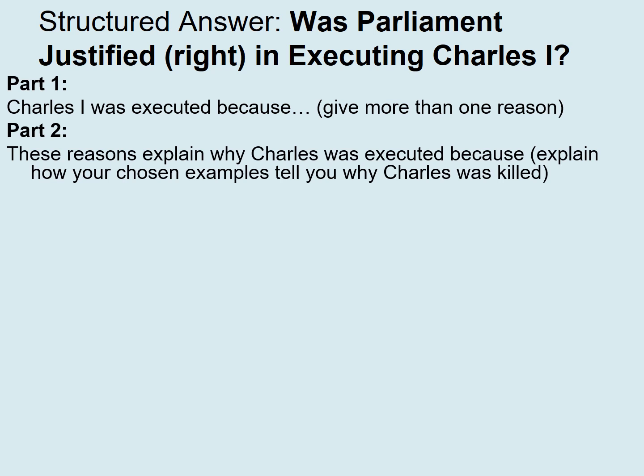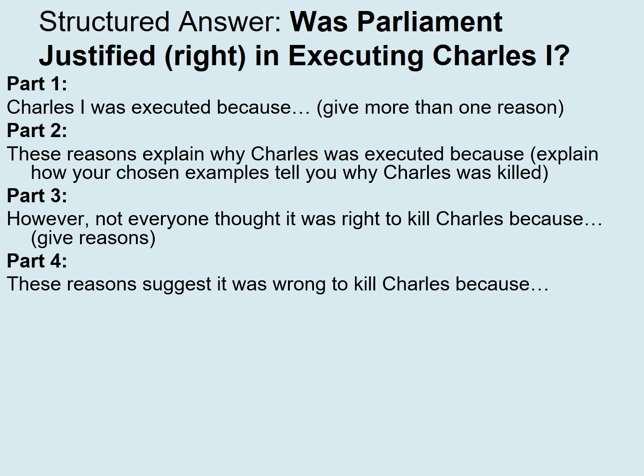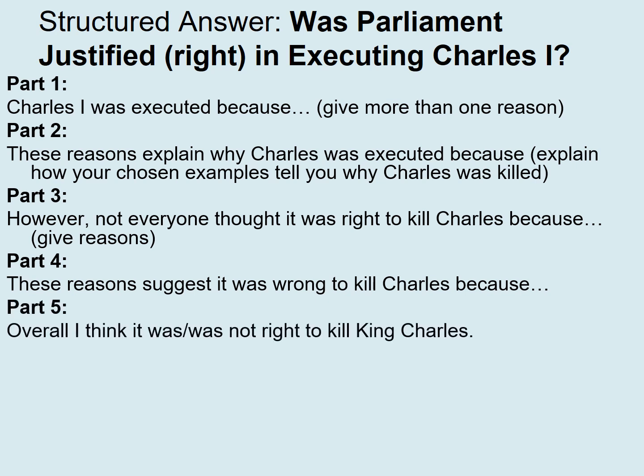These reasons explain why Charles was executed because, and again, explain how your chosen examples tell you why Charles was killed. Then part 3. However, not everyone thought it was right to kill Charles because, and again, give reasons. And again, part 4. These reasons suggest it was wrong to kill Charles because. Here you need to explain how your chosen examples tell you why some people felt it was wrong to kill the king.